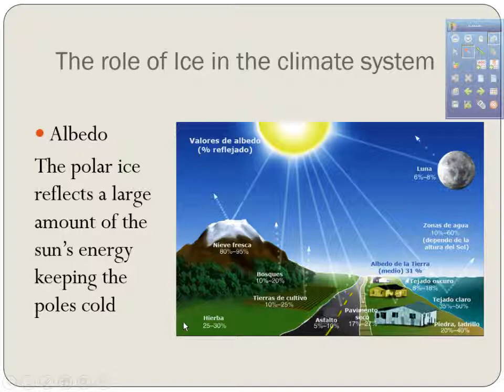So the role of ice in the system goes back to the albedo effect. Remember, the albedo effect is the absorption and scattering, so it bounces back all that sunlight. And the polar ice is going to have a huge albedo effect, right? It reflects a really large amount of the sun's energy and keeps the poles cold. By not allowing that ice to absorb the energy, by bouncing it back, it keeps the poles cold.